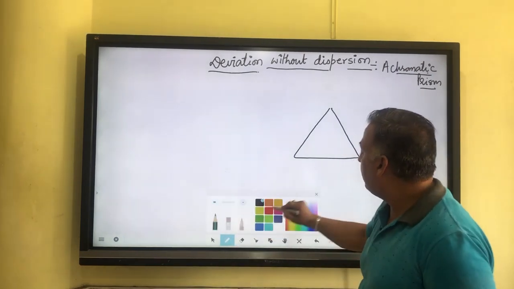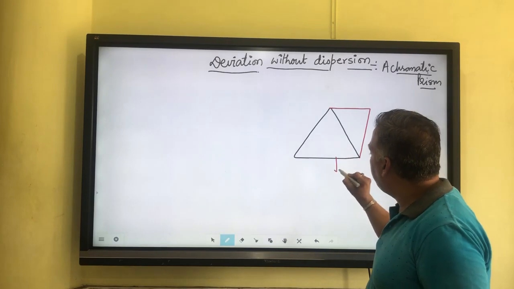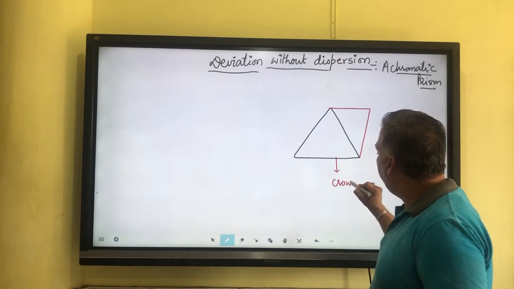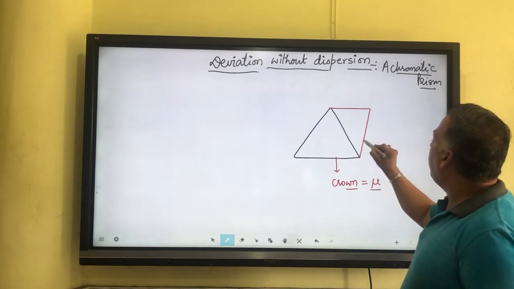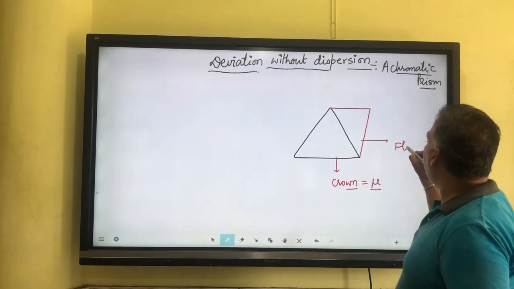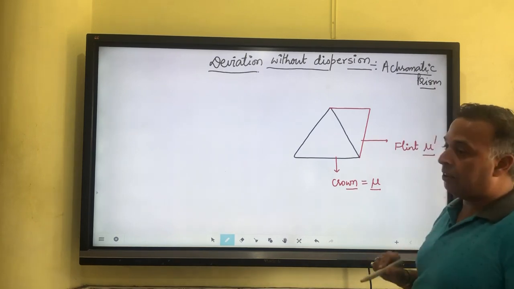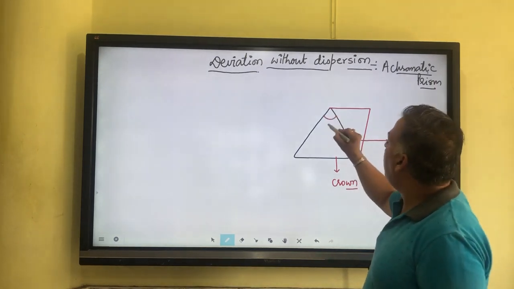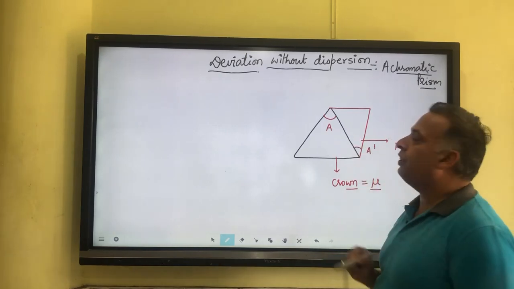One is the crown prism. This is a crown prism. It has a different refractive index. And another is the flint prism. It also has a different refractive index. This prism has angle A and this one has angle A dash.